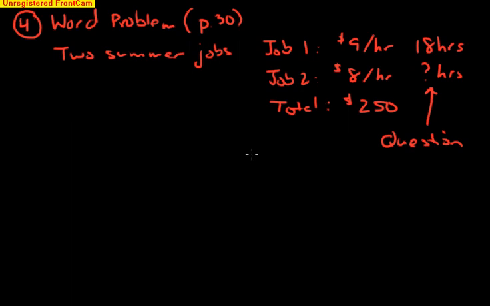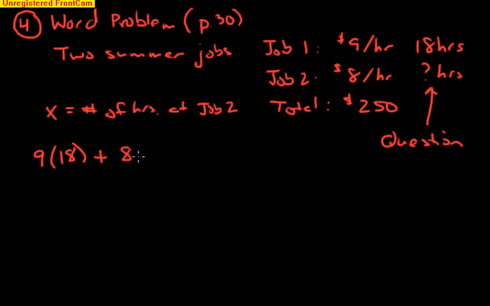So of course, we need to identify what x is. And x is our question mark: the number of hours at our second job, job 2. So how does money work? Well, you take your wage, or the amount you make per hour, and you multiply by the number of hours. So in your first job, $9 an hour, and you work 18 hours. Add that to your second job. In your second job, you make $8 an hour, and you don't know how many hours you work. You've got to figure that out. So that's where your x comes into play. And this should equal the amount you want to make at the end of the week, $250.